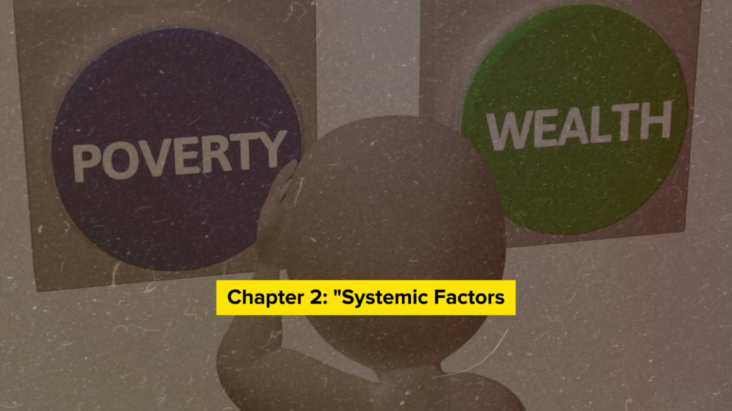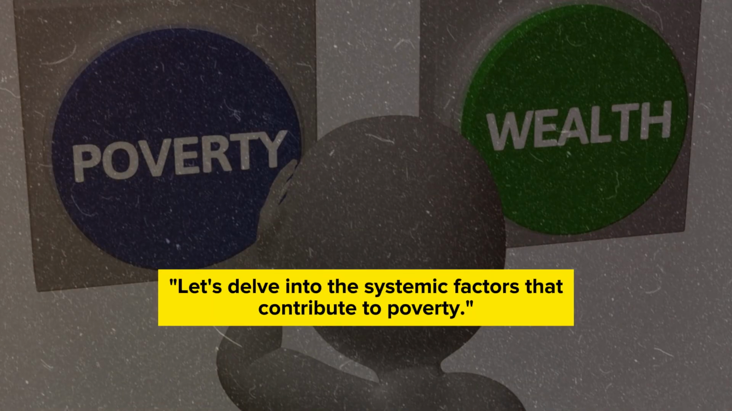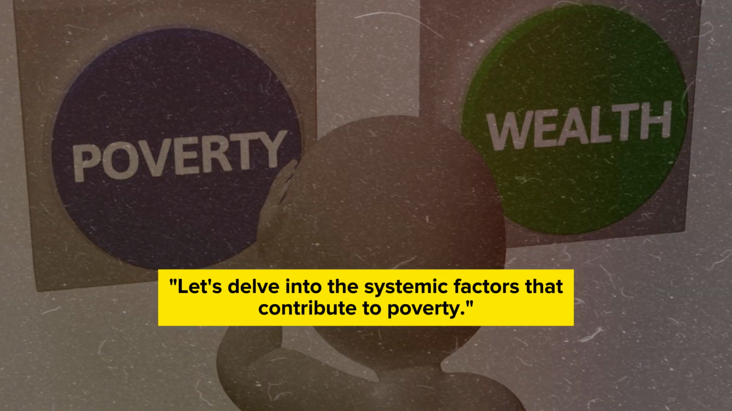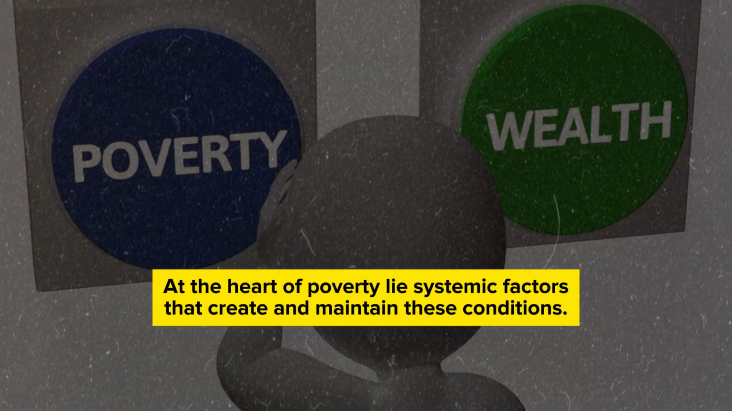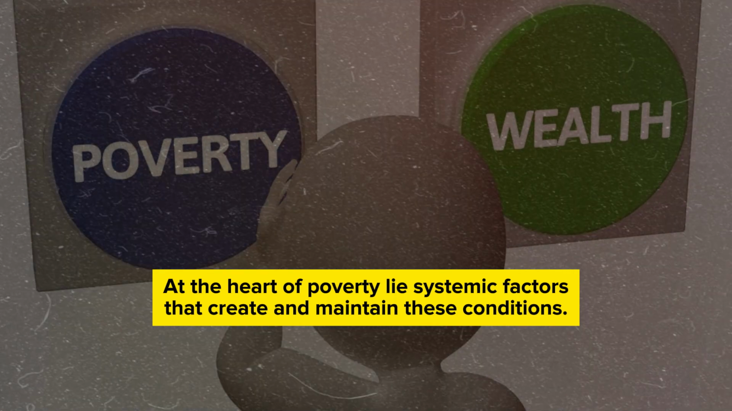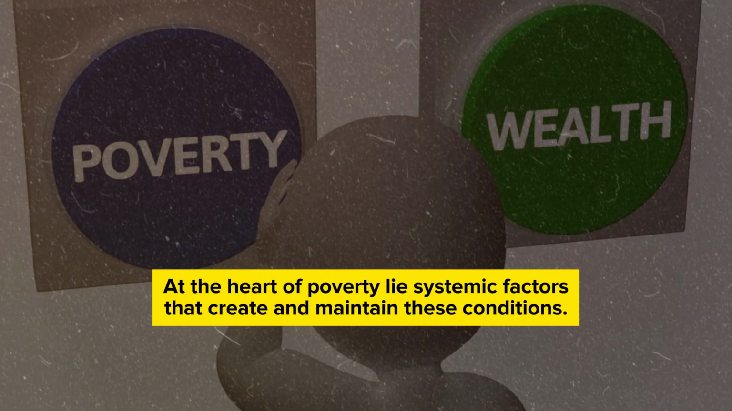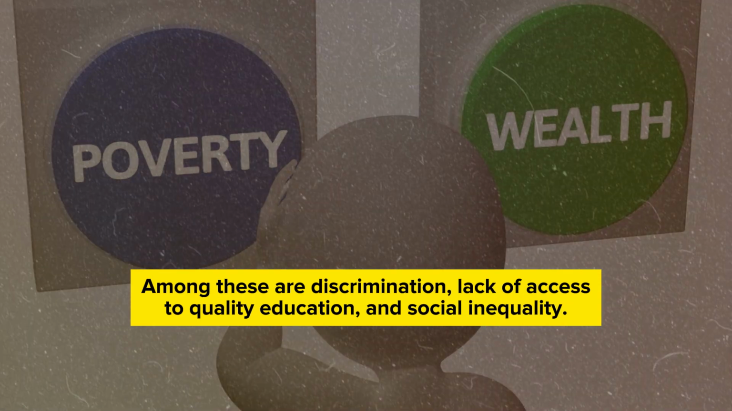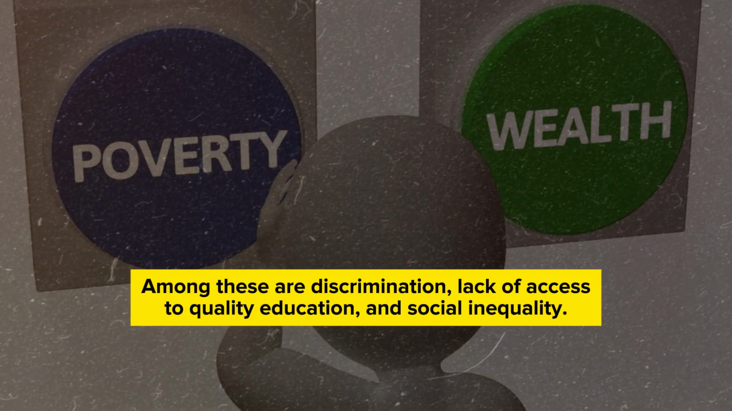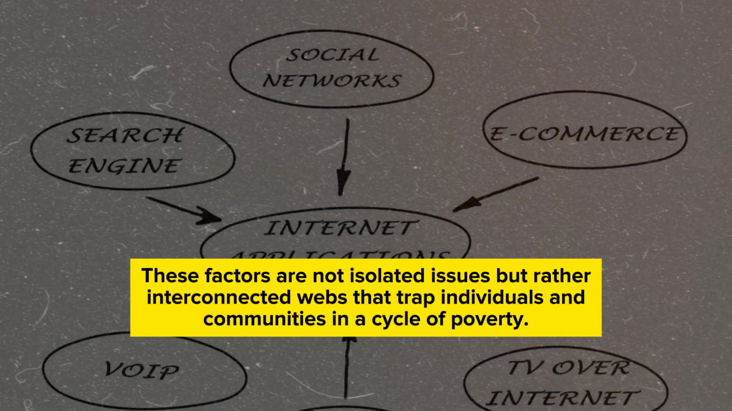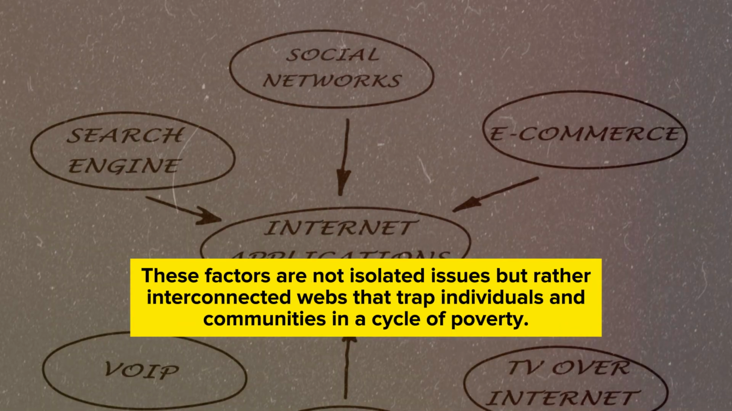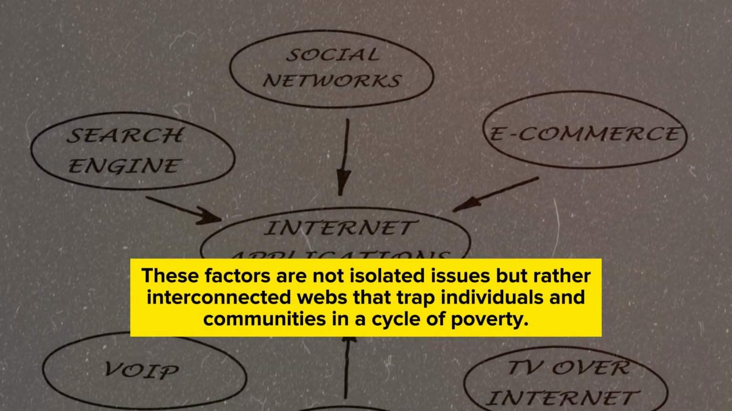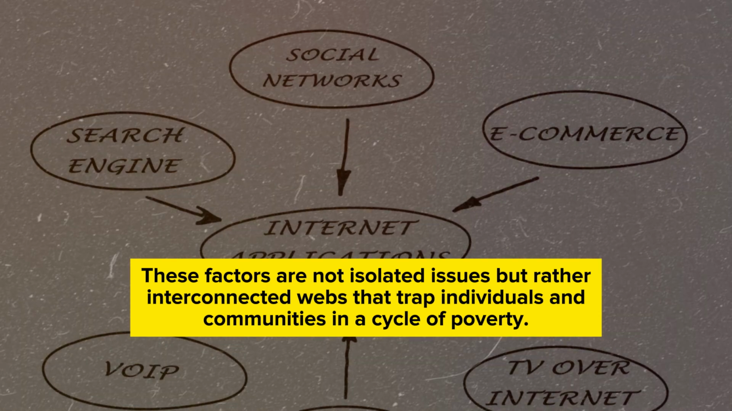Chapter 2: Systemic Factors. Let's delve into the systemic factors that contribute to poverty. At the heart of poverty lie systemic factors that create and maintain these conditions. Among these are discrimination, lack of access to quality education, and social inequality. These factors are not isolated issues, but rather interconnected webs that trap individuals and communities in a cycle of poverty.